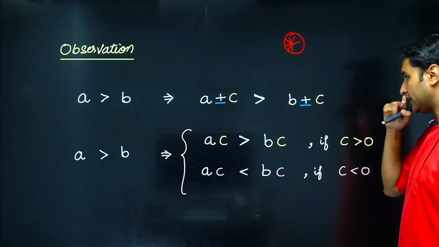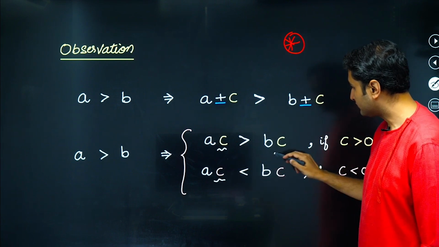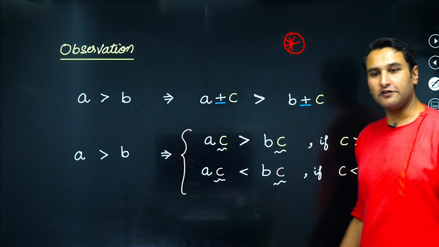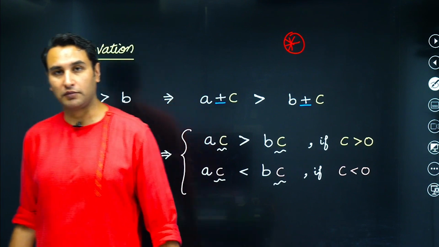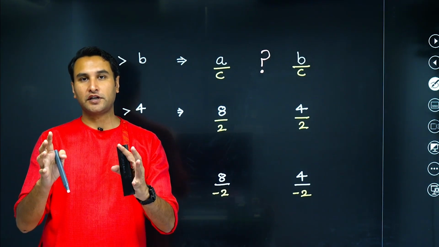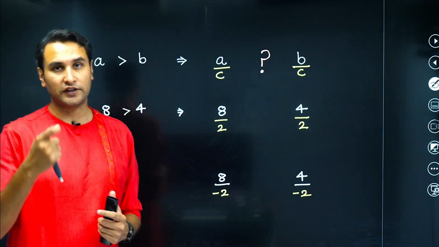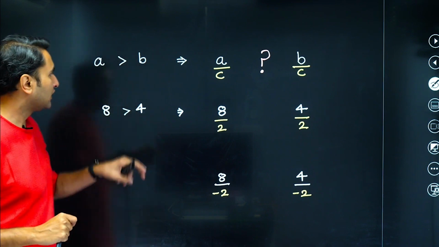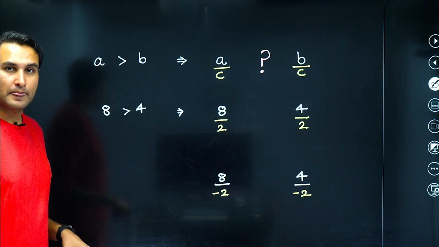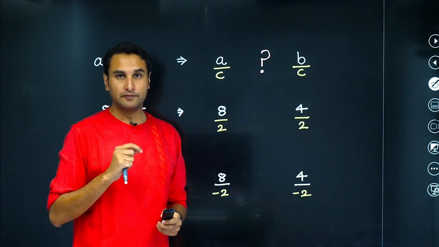Now let's do one thing. Now let's see, what if I, rather than multiplying, what if I divide both sides by a number? What will happen? Always remember, division and multiplication usually follow the same nature in the case of inequalities. Let's see with an example. So A is greater than B. What if I divide both sides by the same number?